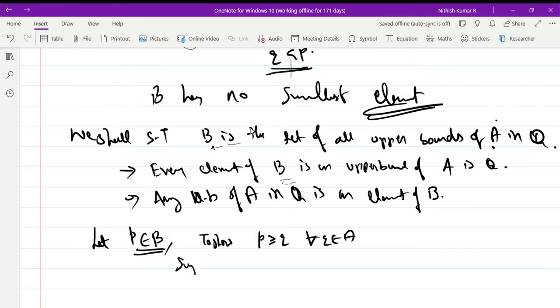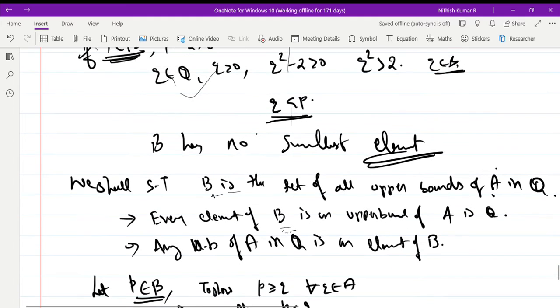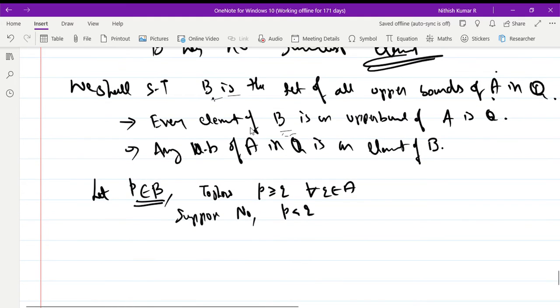Suppose not. That means P is less than q, where P is an element from B and q belongs to A. Now P is an element in B, therefore P is greater than 0.